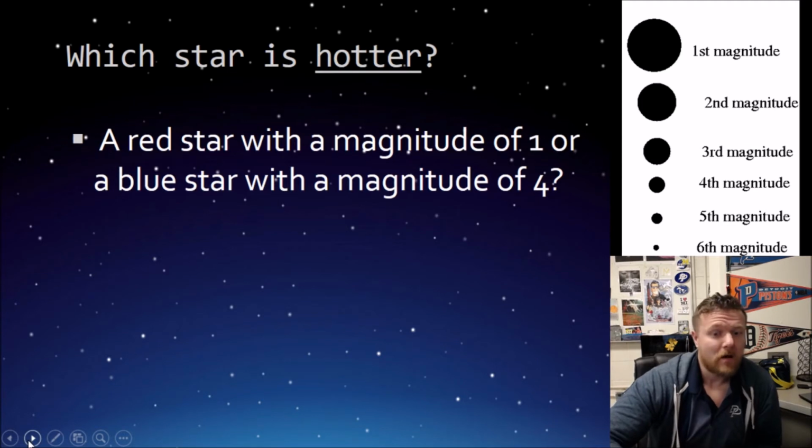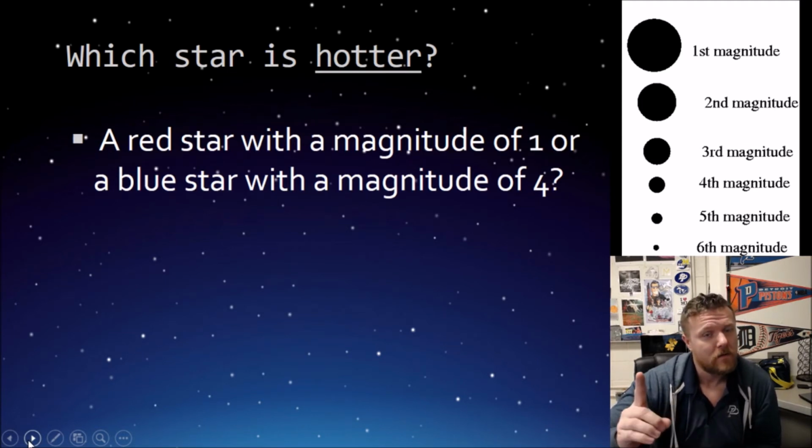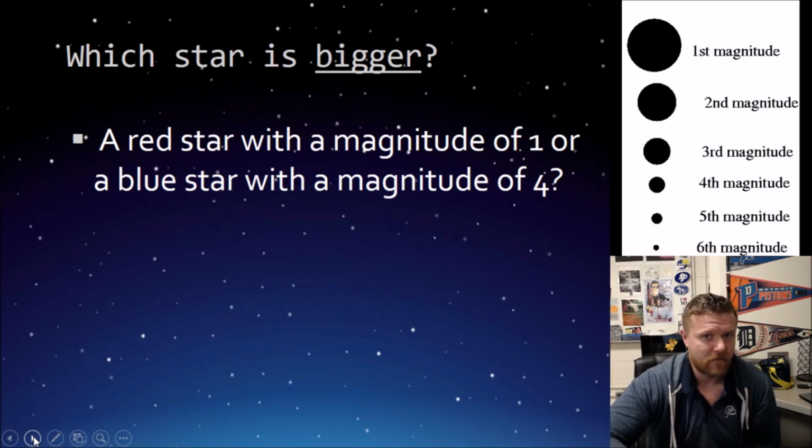Which star is hotter? A red star with magnitude 1 or a blue star with magnitude 4? Well, now we don't look at the magnitude, we look at the color, and a blue star is always going to be hotter than a red star. So the blue star is hotter. Which star is bigger? And here we run into a problem. We have no clue, at least not with the information that I've given you so far.